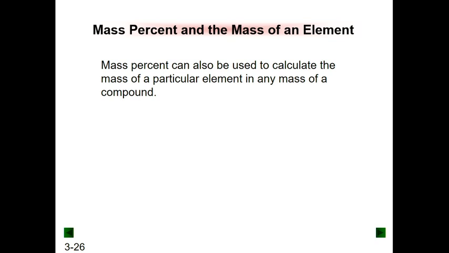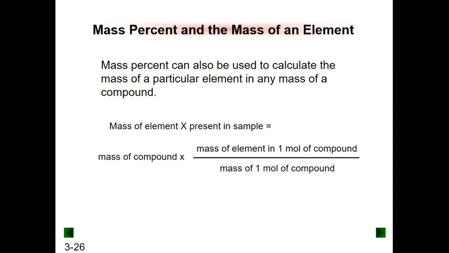Finally, we have the mass percentage, and this is the last slide. The mass percent and the mass of an element can also be used to calculate the mass of a particular element. So in this case, you divide just the mass of that element in 1 mole of compound over the mass of the compound times the mass of the compound, and you will have the mass of the element.